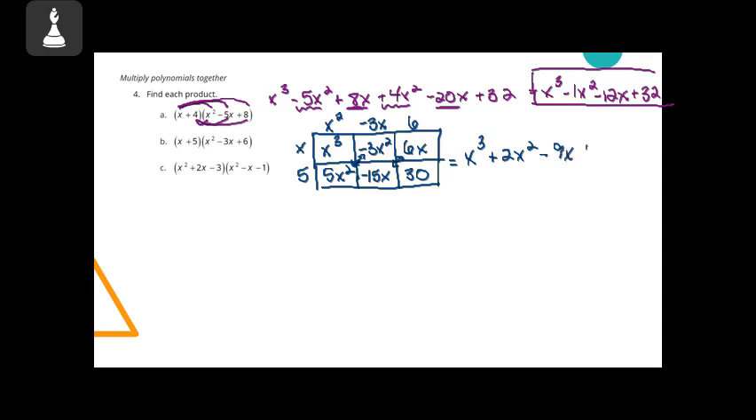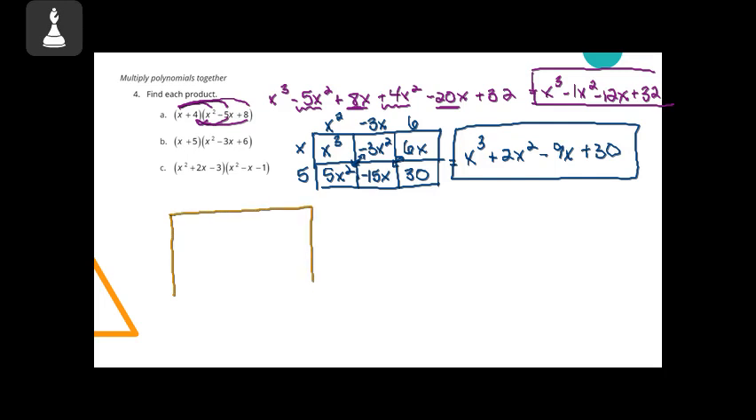And then this can expand to any number of terms. So I'm going to do that with this 3 times 3, trinomial times trinomial. And I'm going to make a 3 by 3 window pane now. So I have x squared, 2x, and negative 3. Going to be multiplied by x squared, negative x, and negative 1.